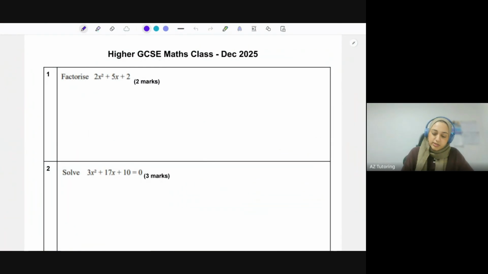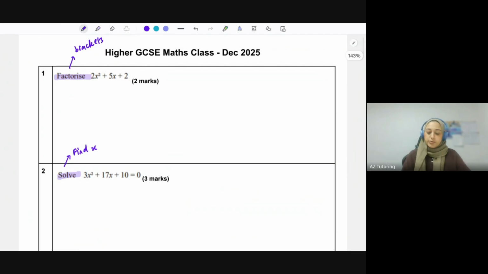Now, the word factorize means putting it in brackets. And the word solve means find x. So make sure you understand the difference between these 2 words as well. Factorize, putting it in brackets; solving, you're finding x. Now, these ones are a bit tricky because in front of the x squared, you've got a number. Usually you don't have that number, you're finding 2 numbers that times to give you this and add to give you that. You can't really do that in this case.